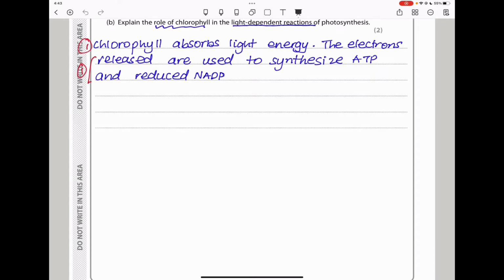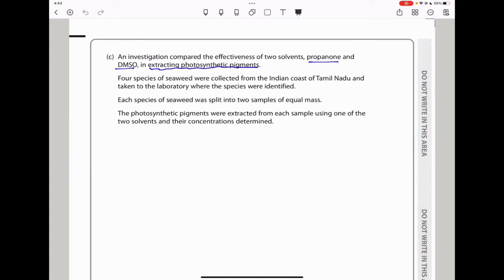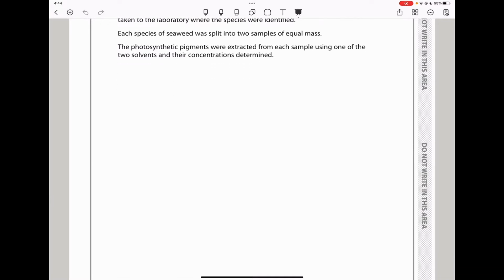Let's move on. The next part says, an investigation compared the effectiveness of two solvents, propanone and DMSO, in extracting photosynthetic pigments. 4 species of seaweed were collected from the Indian coast of Tamil Nadu and taken to the lab where the species were identified. Each species of seaweed was split into 2 samples of equal mass. The photosynthetic pigments were extracted from each sample using one of the 2 solvents and their concentrations determined. So they used either propanone or DMSO in the extraction of the pigments.